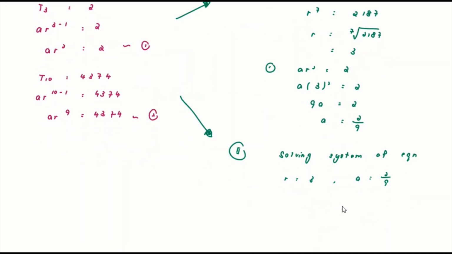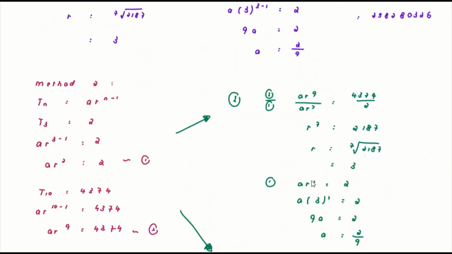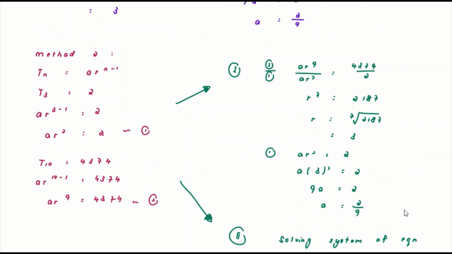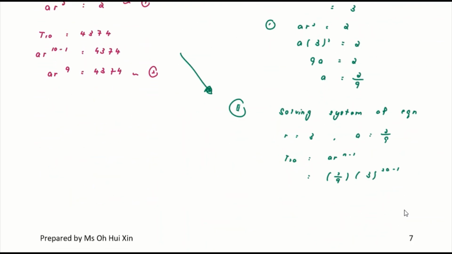Okay, then after that, we can move on. I think question one is to find the 20th term, right? Then you still need to continue. So T20 will be equal to AR to the n minus 1. So the A is 2 over 9, R is 3 and n minus 1 is 20 minus 1. Then we can straight away get this value. To get our answer, 3 to the power of 19 and then multiply by 2 over 9. So you will get the same answer as what we got previously.